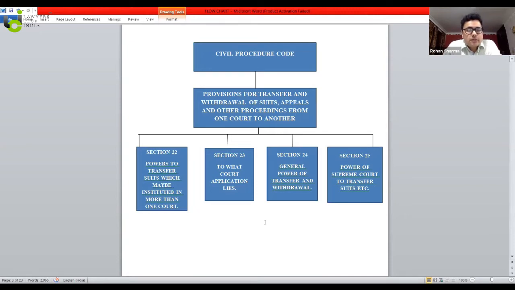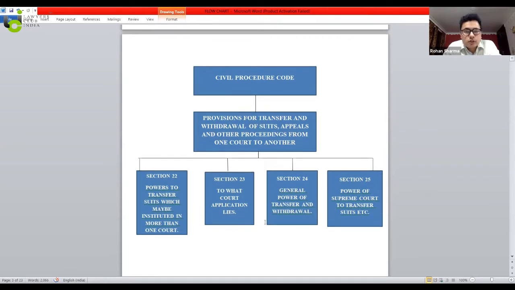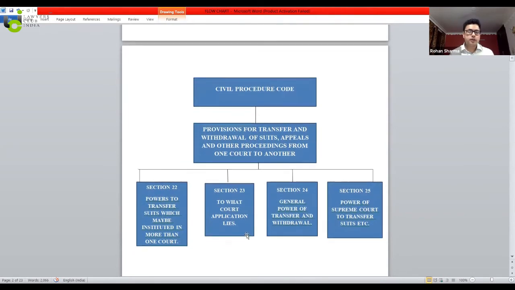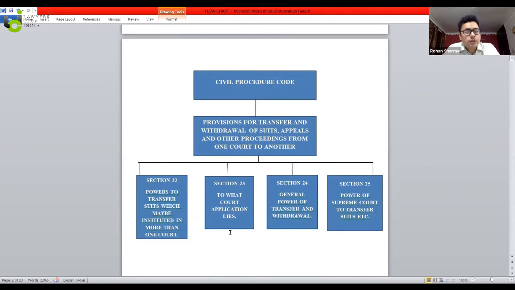Now, we are clear that where we need to file a specific suit, what are the sections that specifically govern those pleadings, and where and how these suits can be objected to and jurisdiction issues can be raised. Now, your section 22 essentially talks about the transfer of cases. This is again a natural outcome of the things I've just explained between sections 15 to 19.